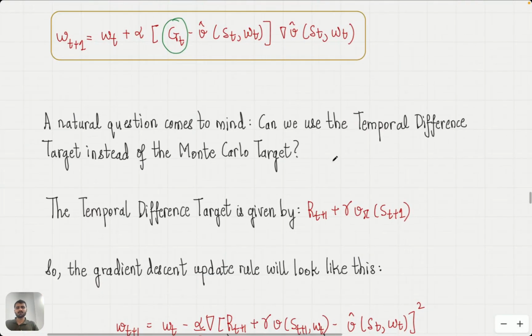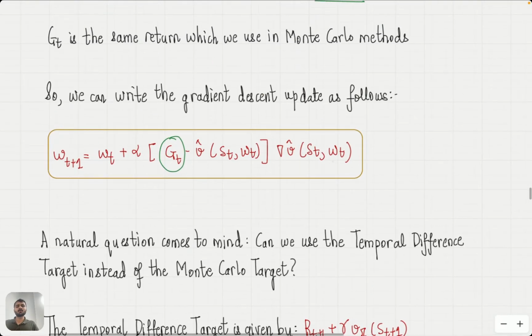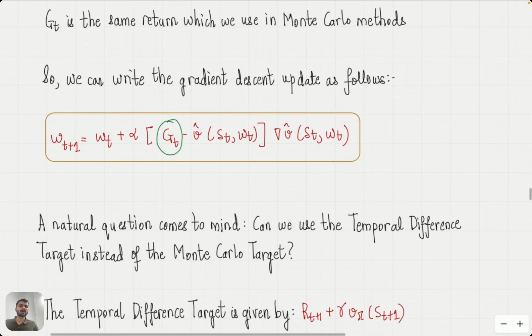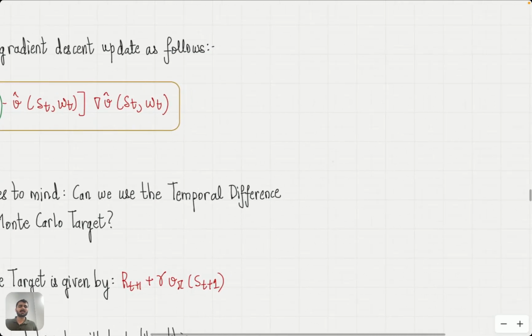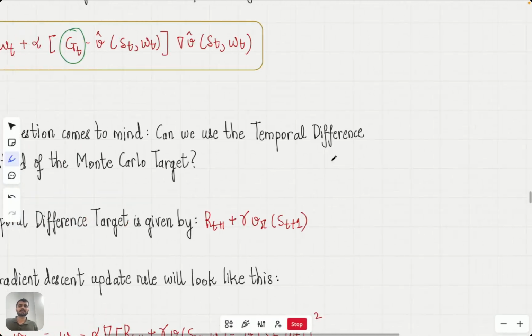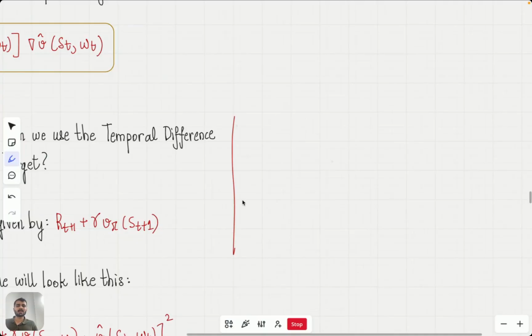Now, okay, so we have used the Monte Carlo return for this approximation. What if we use the temporal difference target instead of the Monte Carlo return? Well, the temporal difference target is quite interesting because what it says is, okay, my value function of a state is the expected value of all of these returns.